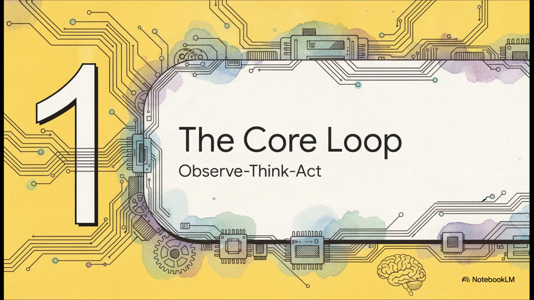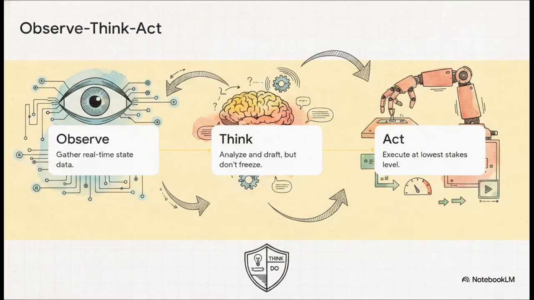Section 1. The Observe, Think, Act loop. You really need to think of this loop as the core nervous system of any autonomous agent we build. If you don't have a rock-solid loop here, honestly, nothing else matters. It breaks down into 3 absolutely crucial steps. First, observe. The agent is constantly gathering real-time state data from its environment. Second, think. It analyzes that data and drafts a plan. But here's the kicker. It doesn't freeze up waiting for perfection. Third, act. It executes the action at the lowest stakes level possible and then surfaces the results.